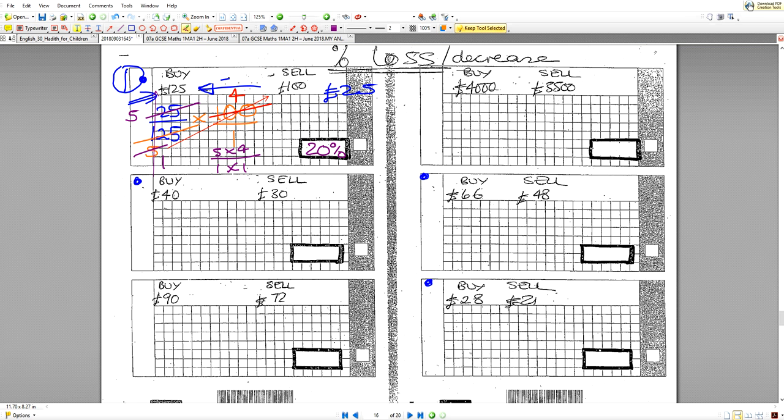We buy something for £40, we sell it for £30. So we have made a loss, or it has decreased, by £10. So £10 divided by our original value, 40. We've got to express our loss of £10 as a percentage of 40, so we must multiply it by 100 over 1.